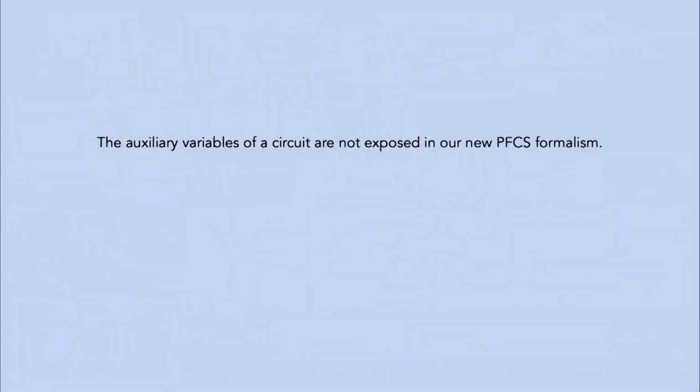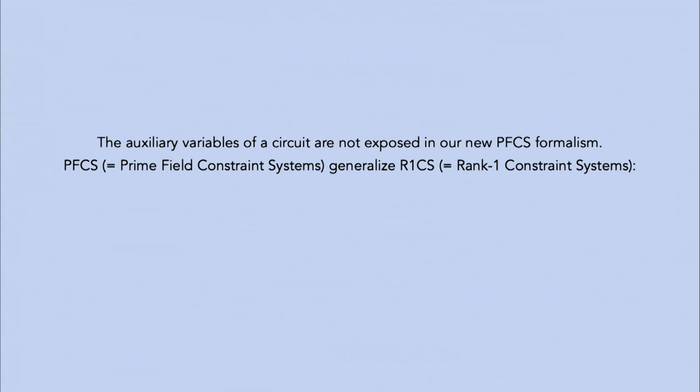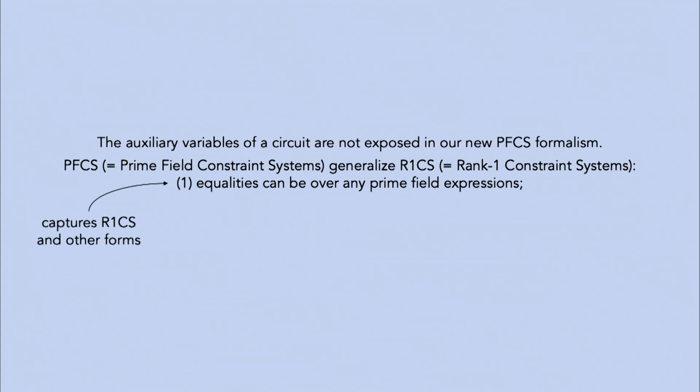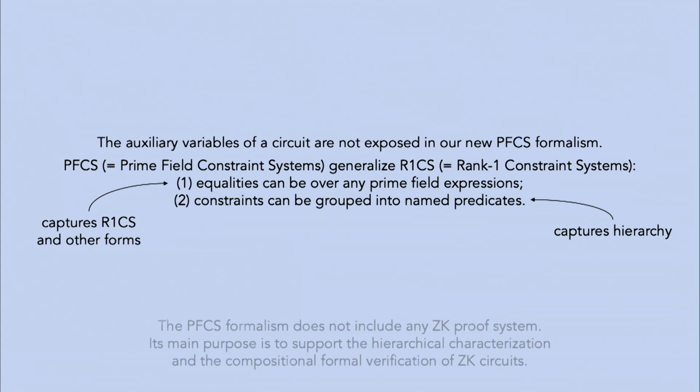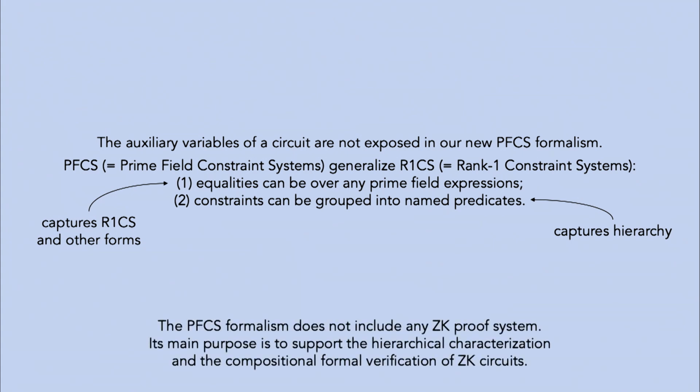So there's a solution for this, which is actually this formalism we have developed, which is called, unimaginatively, PFCS, which stands for Prime Field Constraint System. It's a generalization of R1CS along 2 dimensions. One, equalities can be between any kinds of expressions. They're not restricted to the R1CS or other form, and that allows us to capture other formalisms besides R1CS. Second, more important, is that constraints can be grouped into named predicates, and that captures hierarchy explicitly. To clarify, PFCSs are not a new zero-knowledge proof system. Their purpose is just for specification and verification. So they are just for that.